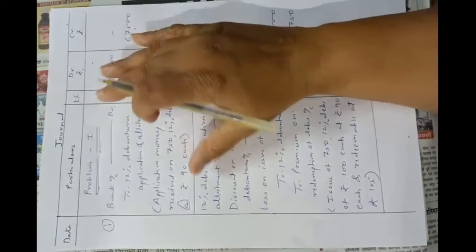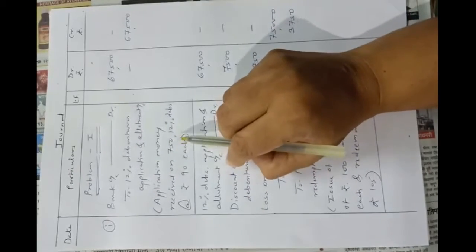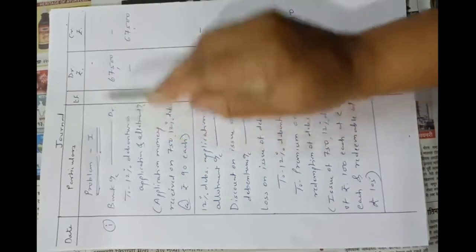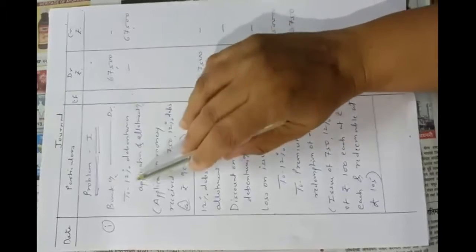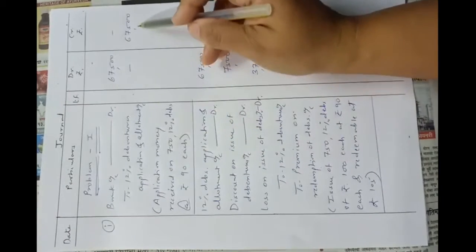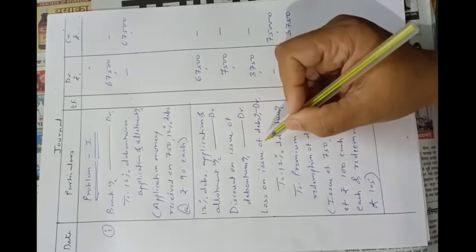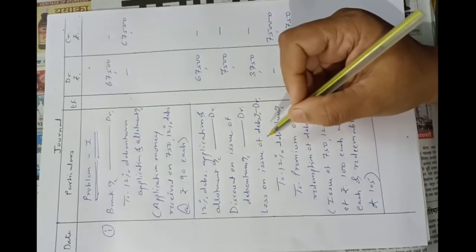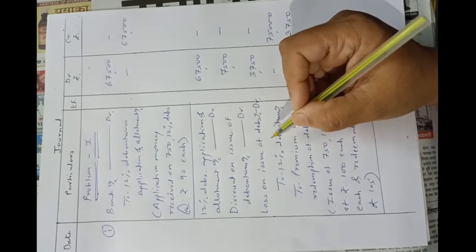So first entry will be as usual of application money received on 750 debentures at rupees 90 each. So entry will be bank account debit 67,500, that is 750 into 90, to 12% debenture application and allotment account 67,500. Okay. Now the second entry of first transaction. These debentures were redeemable at a premium of 5%. It means they are redeemable at 105 rupees.